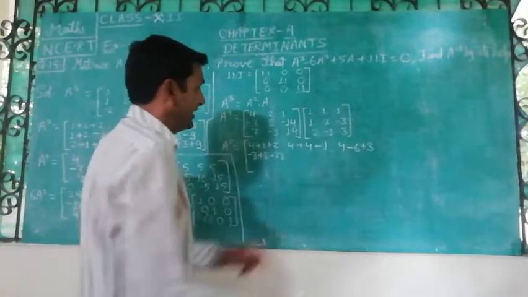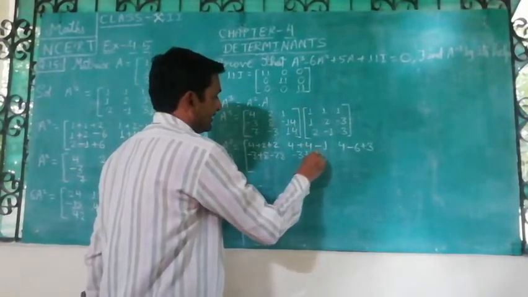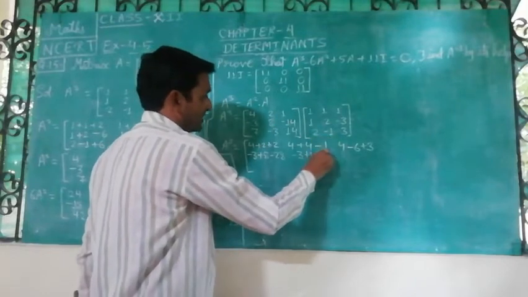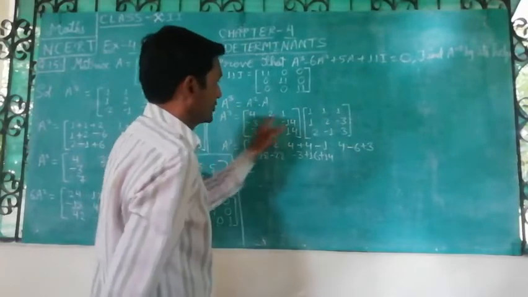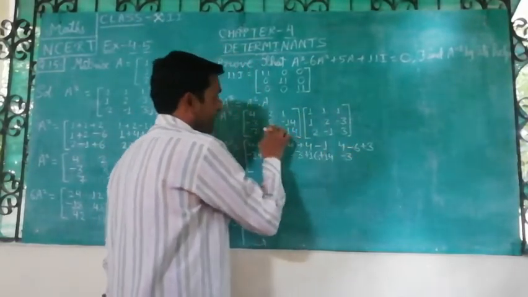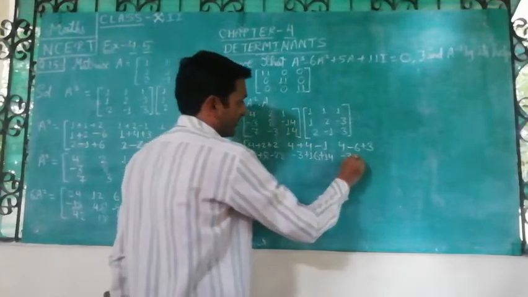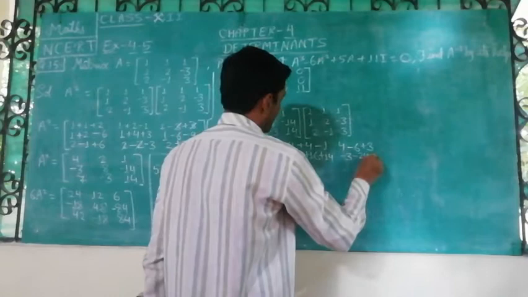Now minus 3 plus 16 minus plus 14. And after this we have to multiply by this. So minus 1 into 3, minus 3 into 1 is minus 3, and then 8 into minus 3 is minus 24, and then minus 14 into 3 is equal to minus 42.